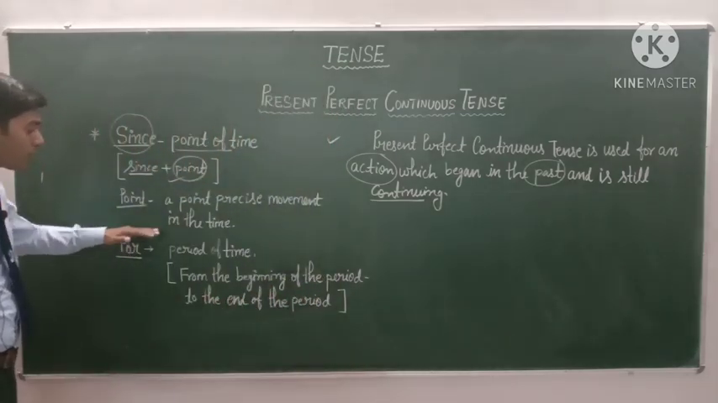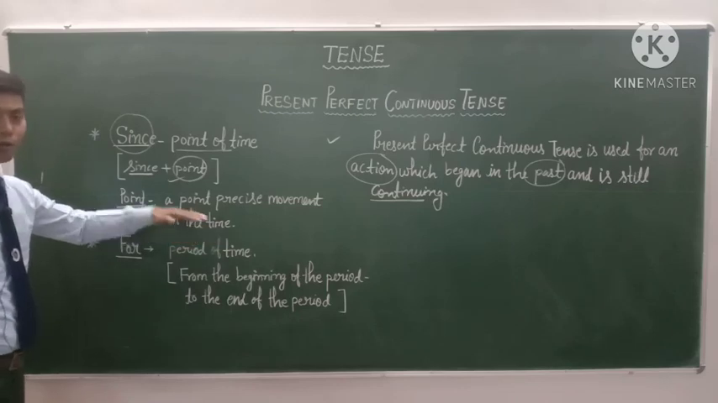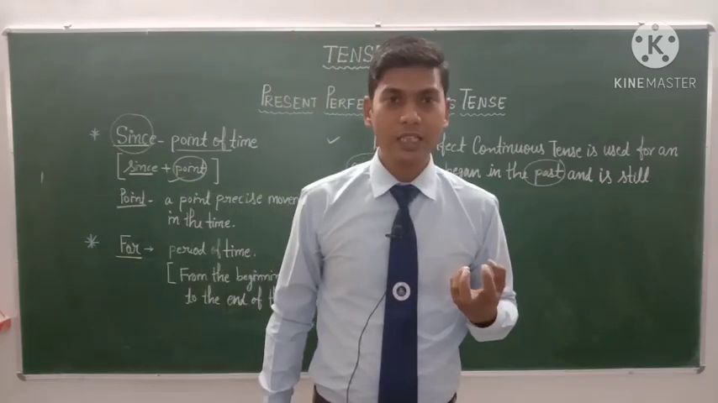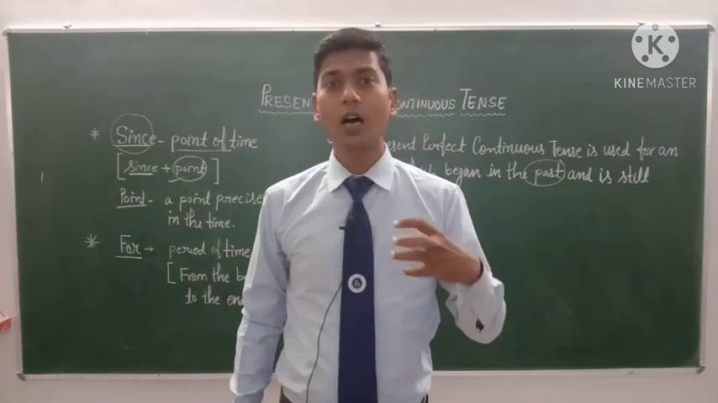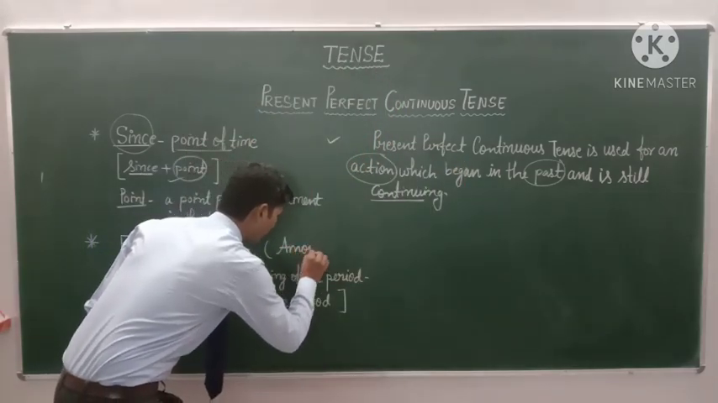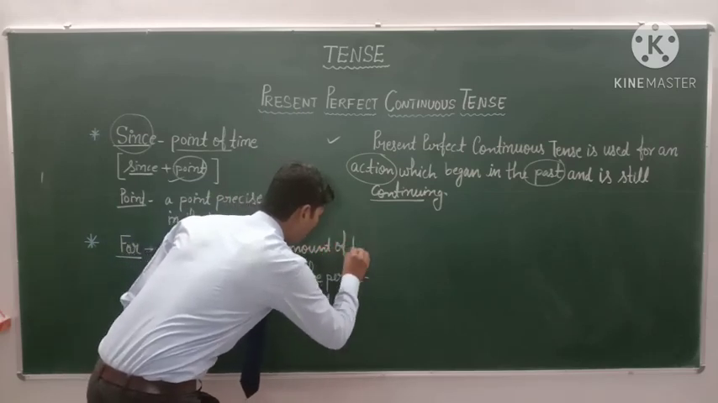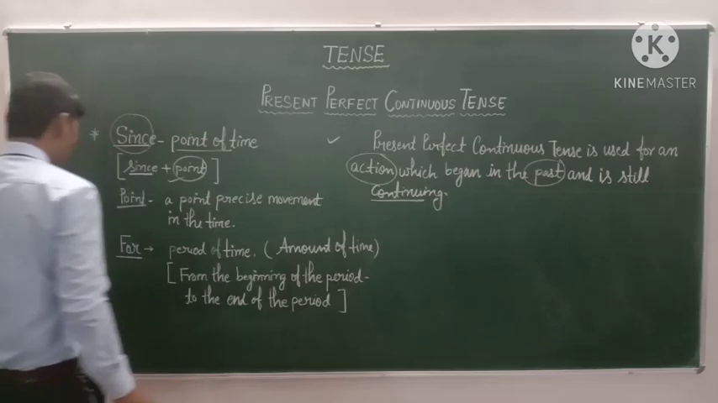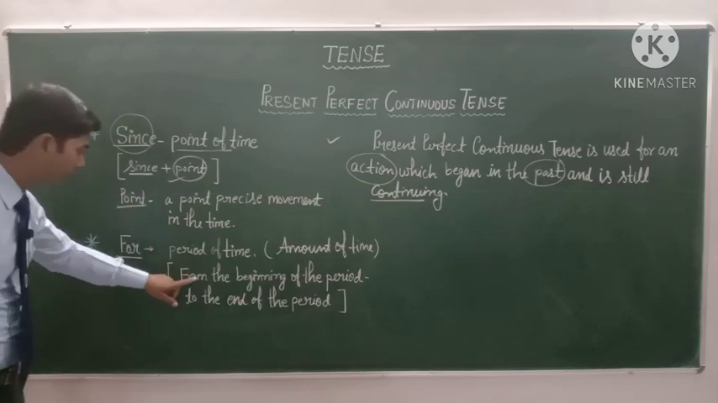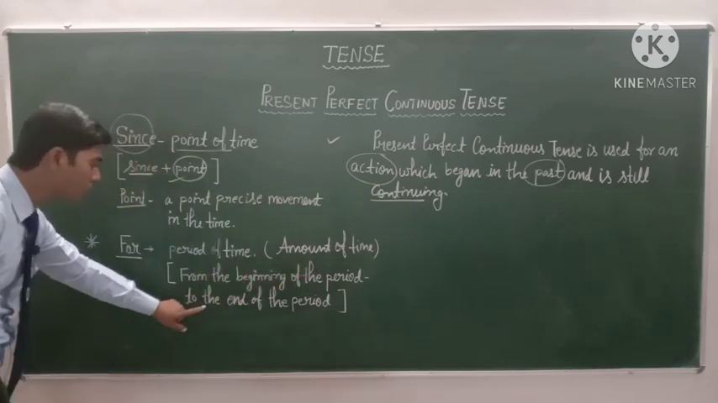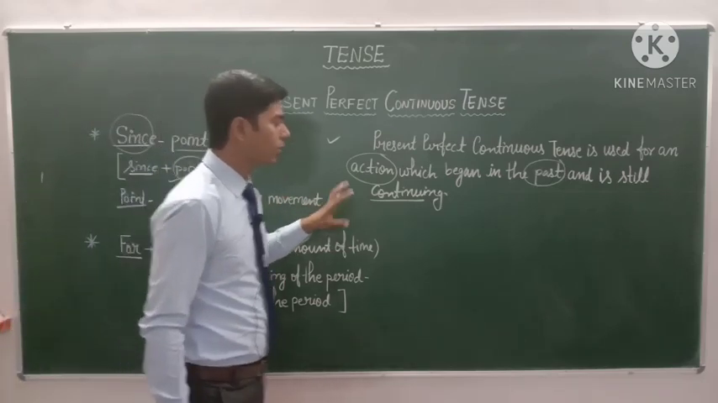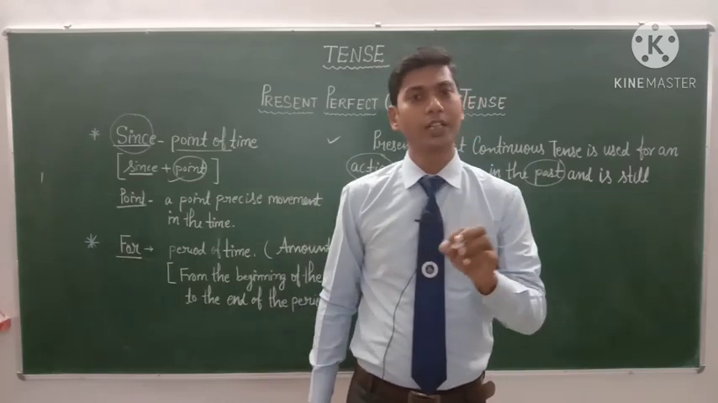For shows the period of time, the duration of time. It means in another sense we can say it reflects the amount of time. Okay? From expresses the beginning of the period to the end of the period, right? I hope it is clear to all and all of you would have written it in your copy.